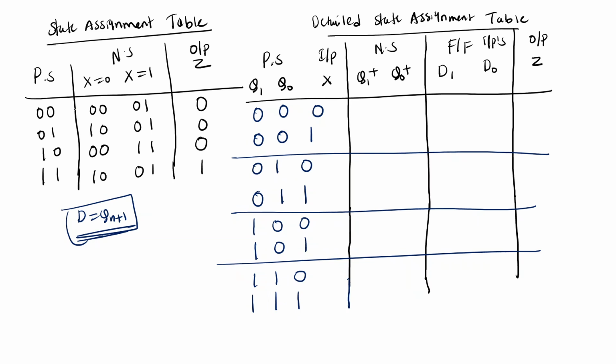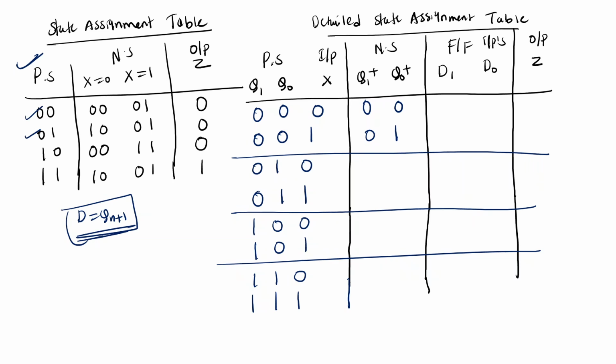By 6, what is the next state? When present state is 0, 0 and x equal to 0, what is the next state? 0. Okay. I'm filling this table. When present state is 0, 0 and input is 1, what is the next state? 0, 1. Okay. Next, this is completed. Now this one.